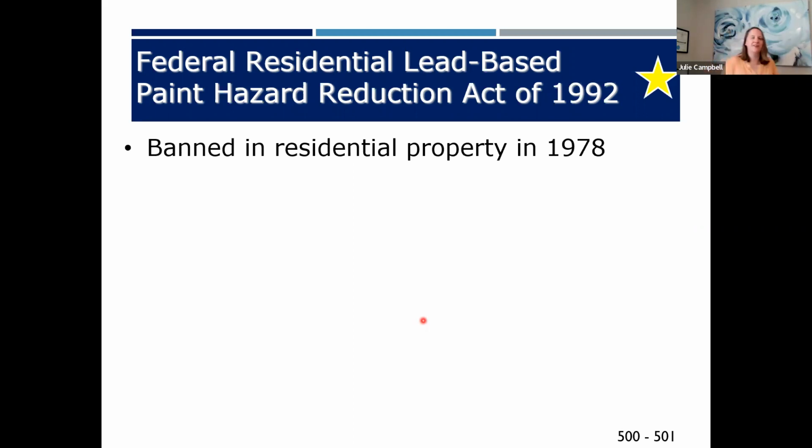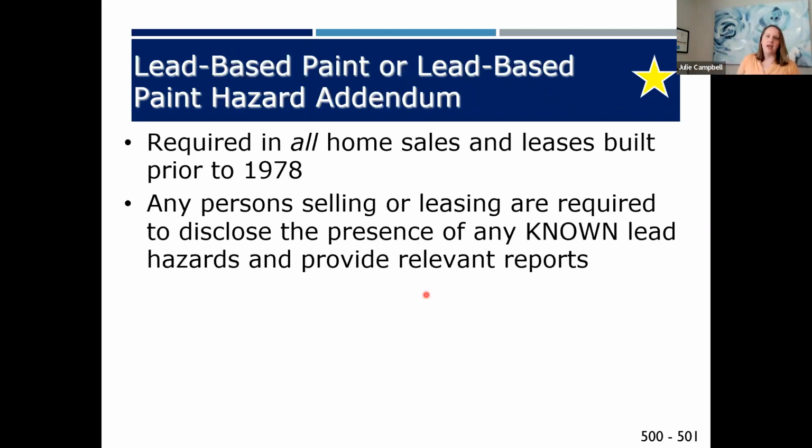So it was banned prior to 1978, things built prior to 1978. If it was built prior to 1978, we have a form, and the form is referred to as a lead-based paint or lead-based paint hazard addendum. Remember earlier we said an amendment is a change? There's another type of form that we're going to meet in the contract world that's called an addendum. And when you see the word addendum, I actually want you to see the word add.